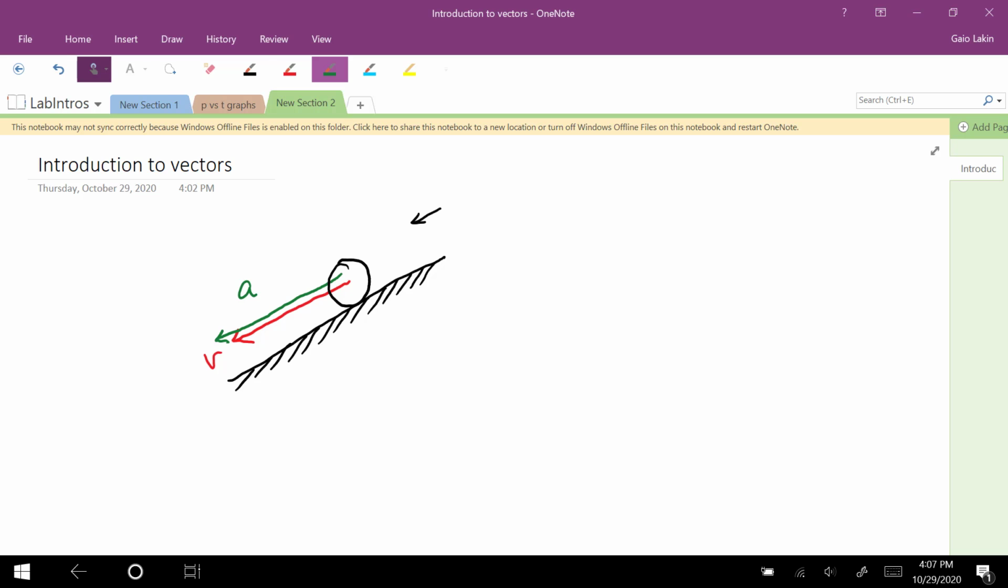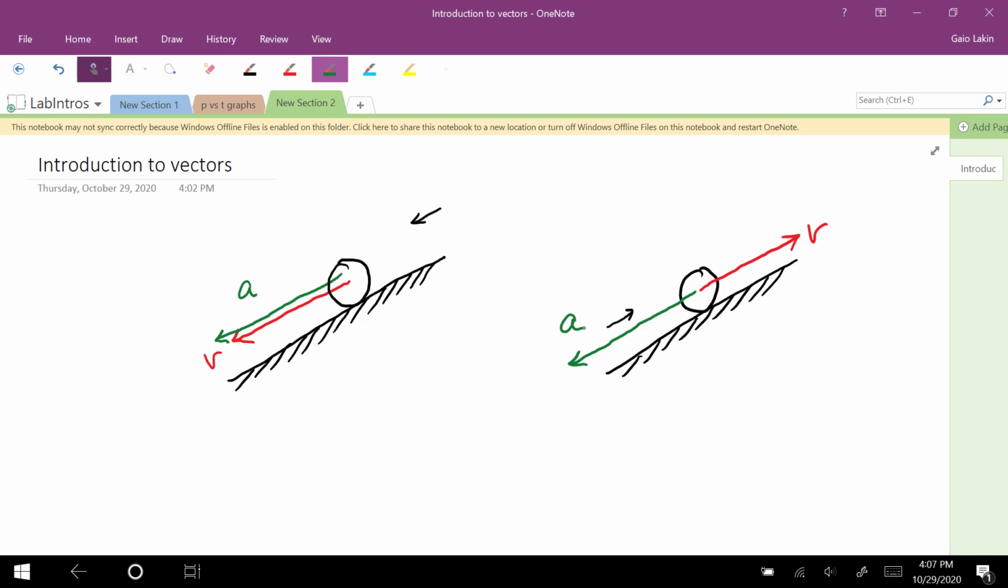If, on the other hand, let's draw a similar picture. And this time the ball was sent moving up the hill, then gravity would be slowing it down. So what do we know about the directions of the velocity and acceleration in that case? Well, the velocity is the direction that it's moving. But this time, since it's slowing down, the acceleration has to be opposite the velocity. So the acceleration is that way.